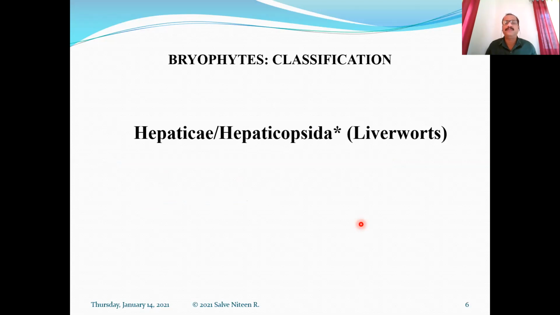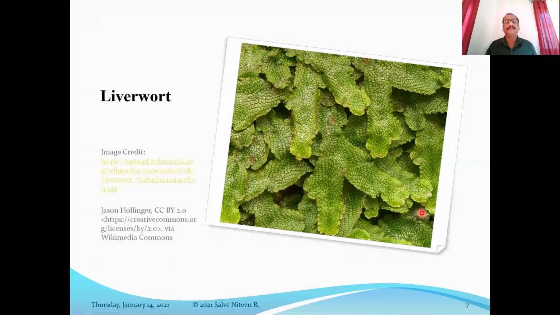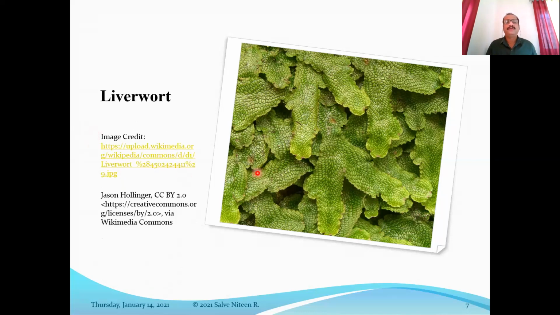Before that, you can see here the first class, Hepaticae or Hepaticopsida, commonly called liverworts, and the plants look somewhat like these. See, this is a Riccia species. You can see this is a dorsiventrally flattened plant, and its shape looks like the liver of animals. So these plants are called liverworts. Image credit is given; I have taken these images from the internet under a Creative Commons license. This is an example of plants belonging to the first class.